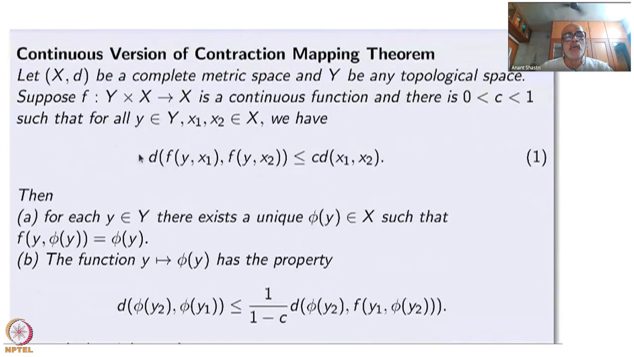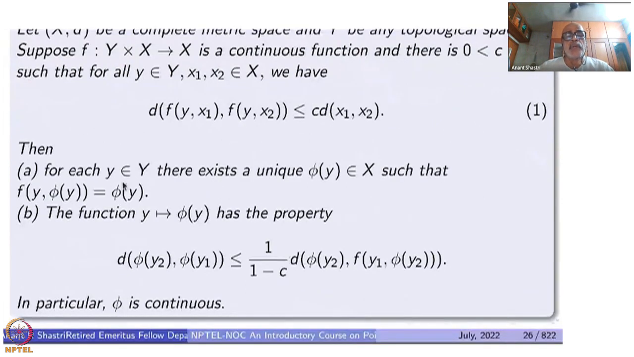If this condition holds, then we have a conclusion. What is the conclusion? For each y inside Y, there exists a unique phi(y) inside X, such that f(y, phi(y)) is phi(y). You can think of f(y, x) is x, because phi(y) is a point of that. That unique x will be called phi(y) because it's a unique one. So thus we get an assignment from Y to X, a function phi.